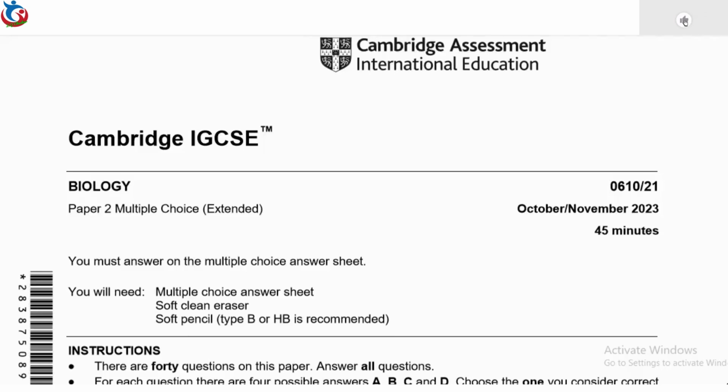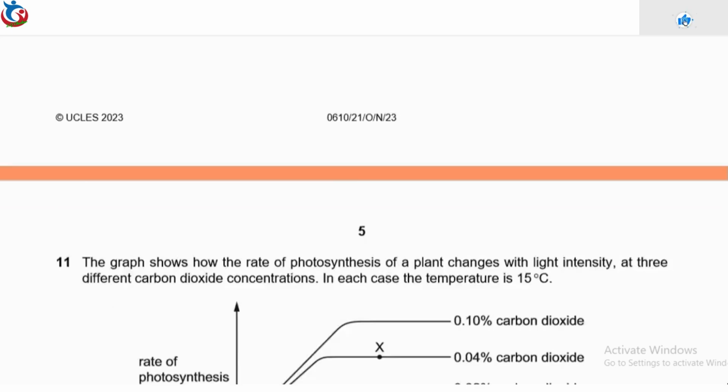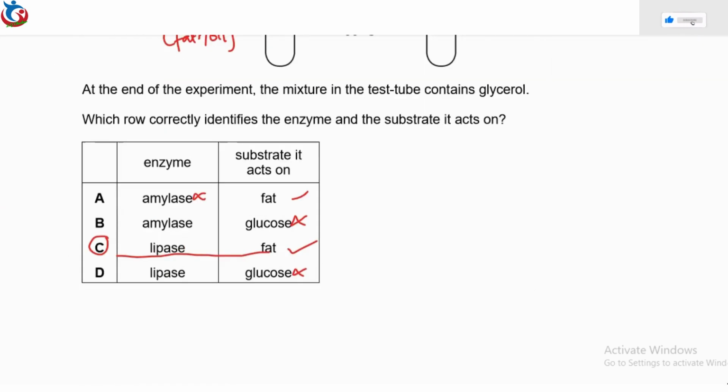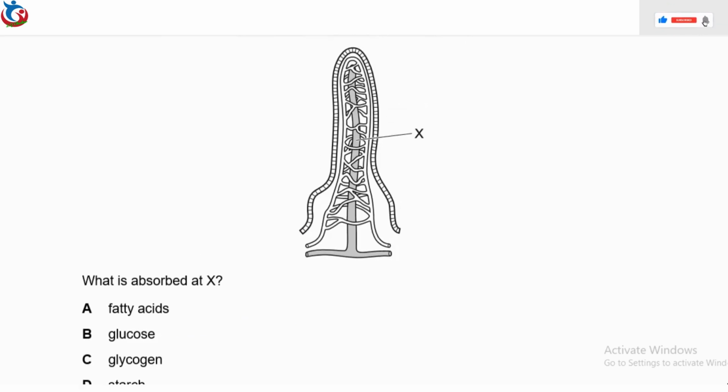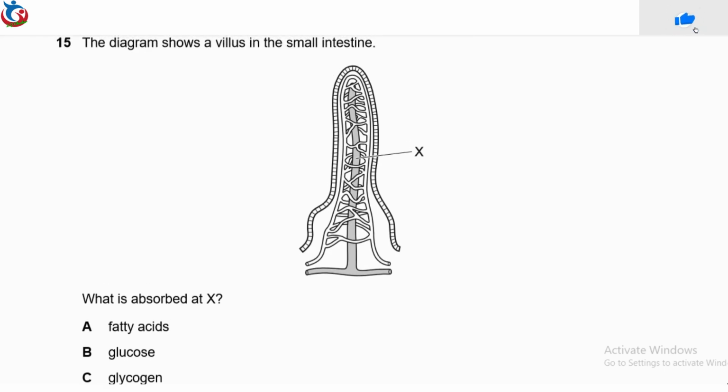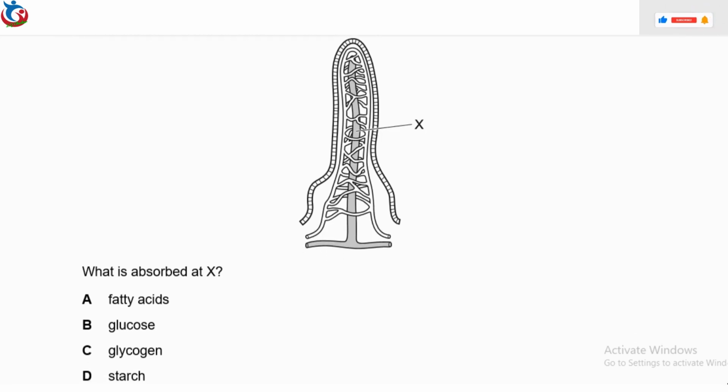Choice for extended candidates. So in the last video, we were able to cover from question 1 all through to question 14. So in this video, we'll be starting with question 15. And question 15 says, the diagram shows a villus in the small intestine. What is absorbed at X? The part labeled X, what is absorbed here?